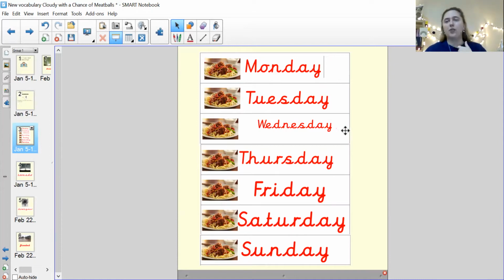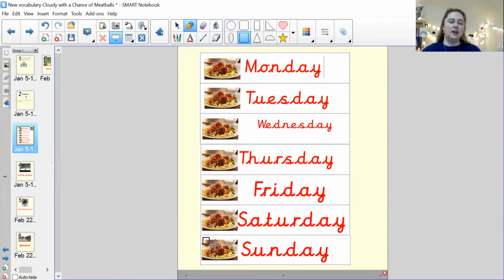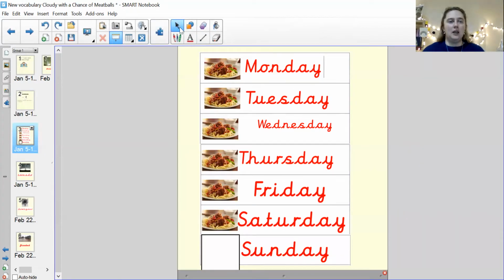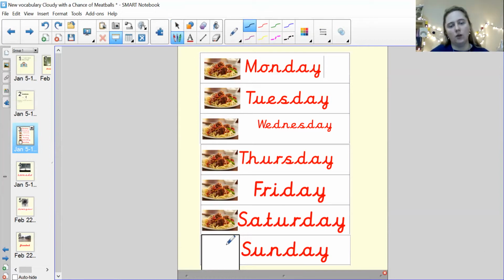for each one. So let me give you an example. Maybe on Sunday, let's change that so we can write in the middle. On Sunday, maybe you could draw a picture of a roast dinner or a picture of you sleeping or something like that, something that reminds you of Sunday. So you could draw a plate with your roast dinner on it and colour it in, okay?